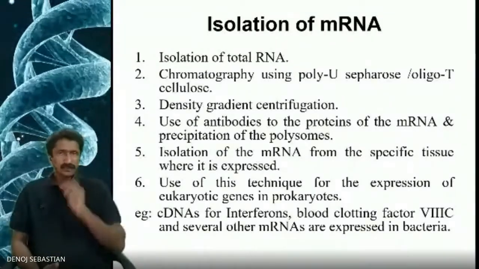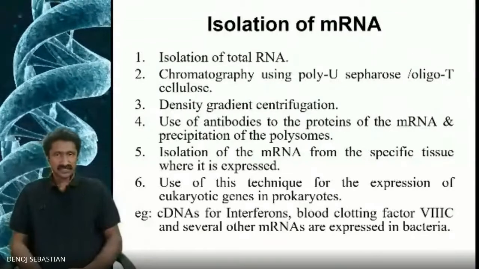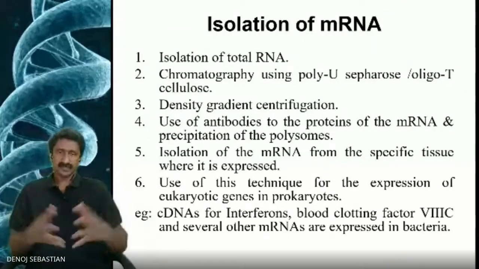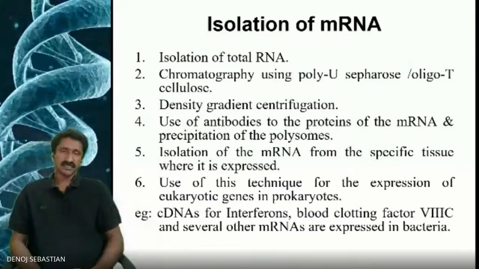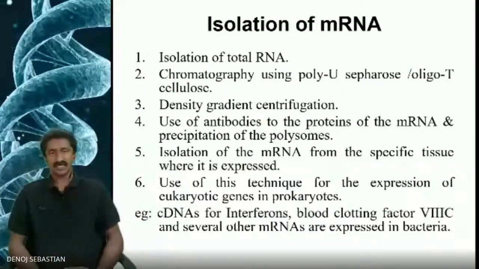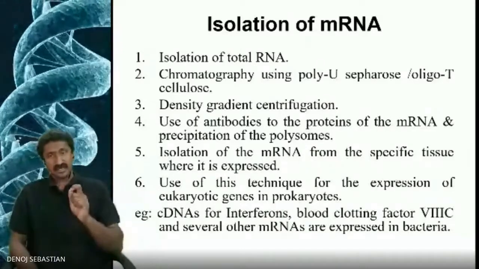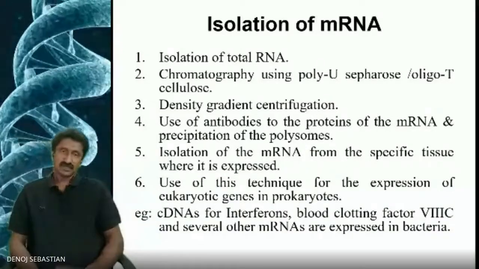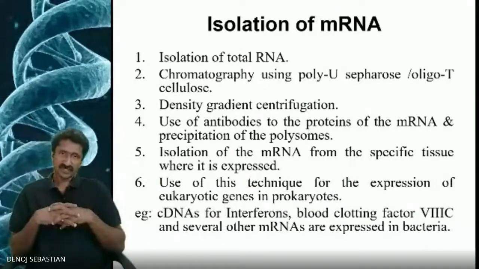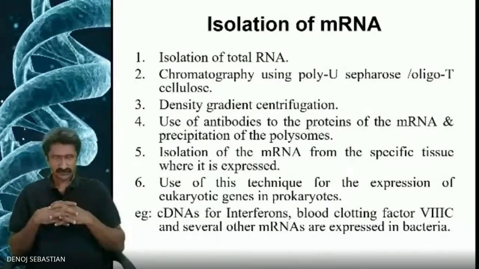So another possibility of eukaryotic mRNA isolation is density gradient centrifugation, which will separate the mRNAs based on their density or size, and that is one of the methods that is used. Then another method is the use of antibodies to the proteins of the mRNAs and precipitation of the polysomes.